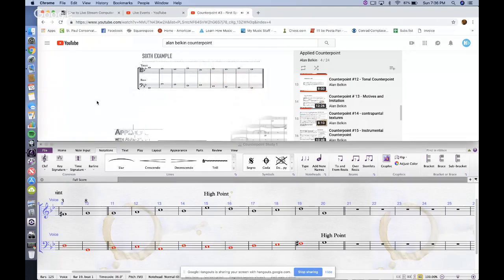Now a last example. Tenor clef? Oh my goodness. Is this a good one or a bad one? I don't know.